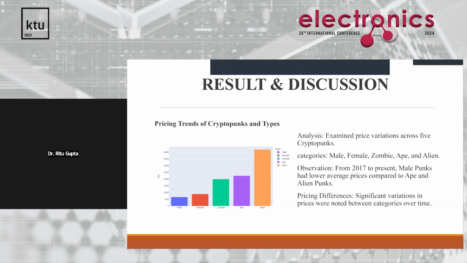From this flow diagram, you can see what we have observed: from 2017 to present, male punks had lower average prices compared to ape and alien punks. The data we have taken online from the Kaggle dataset. Significant variations in prices were noted between the categories over the period of time. Next slide, please.